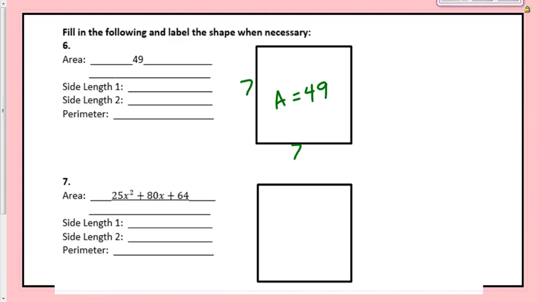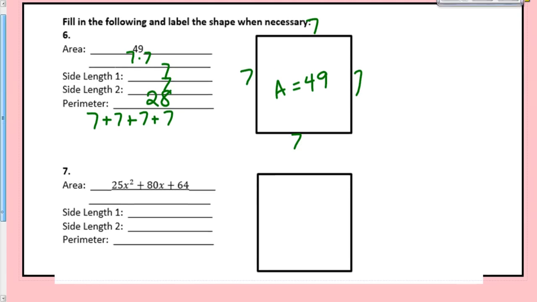So if I was to rewrite the area, I'd have to write it as 7 times 7. Side length 1 is 7. Side length 2 is 7. But now what about the perimeter, right? If these are all 7s, to find the perimeter, I would need to do 7 times 4, or adding it 4 times, so 28. Okay?